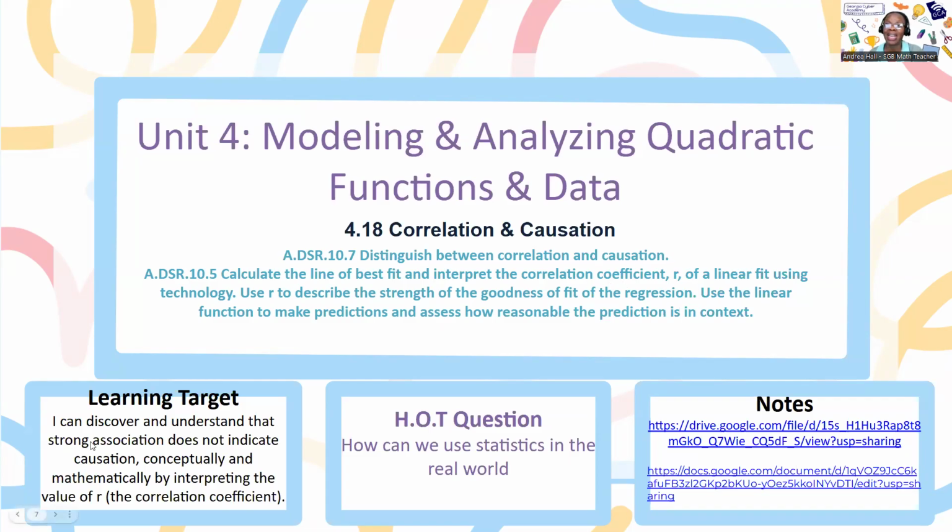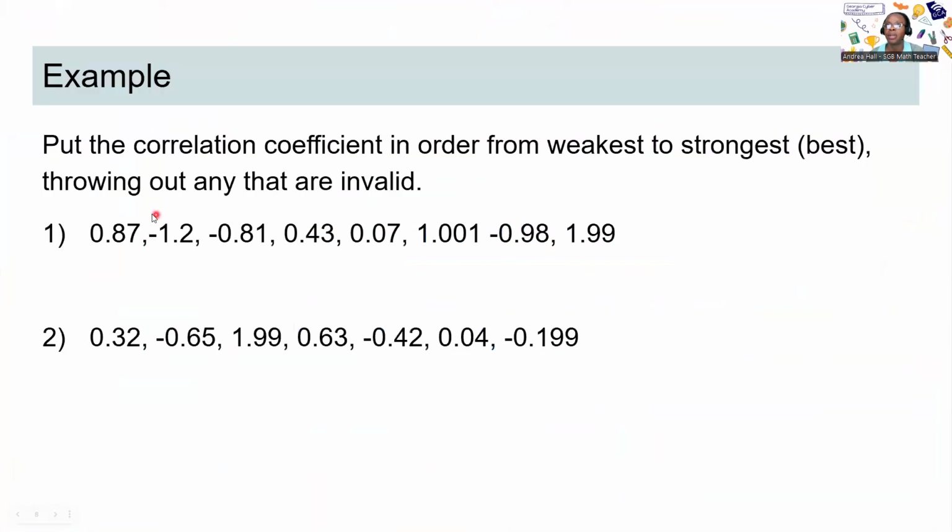Our learning target: I can discover and understand that strong association does not indicate causation conceptually and mathematically by interpreting the value R, the correlation coefficient. A hot question: how can we use statistics in the real world? And here are your notes that will be shared.